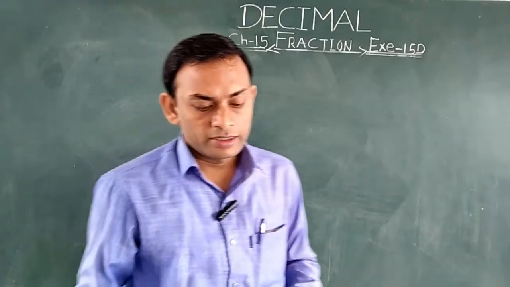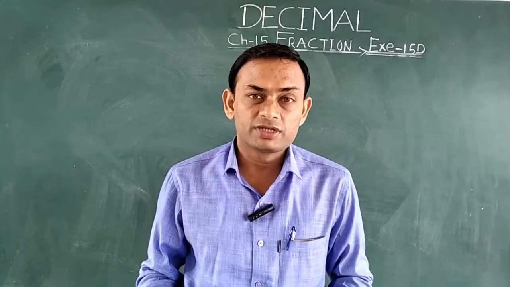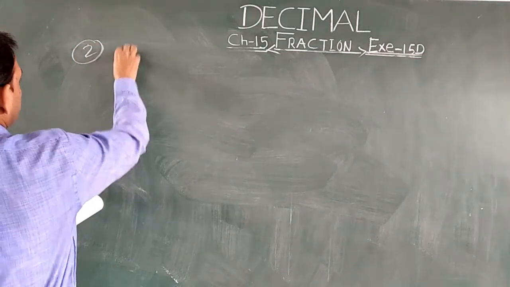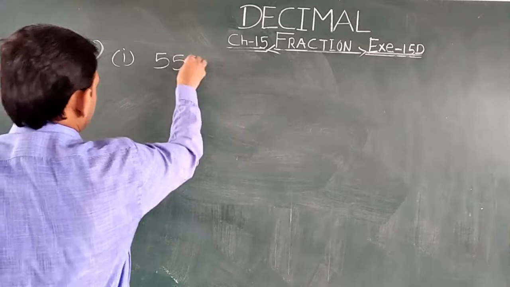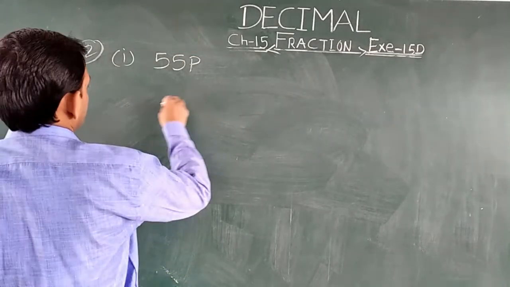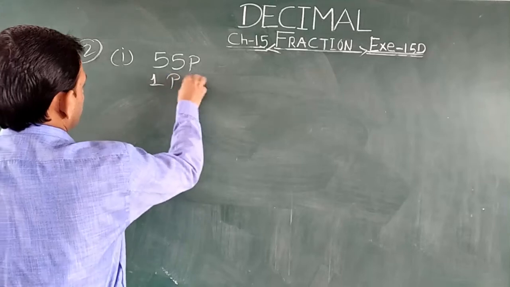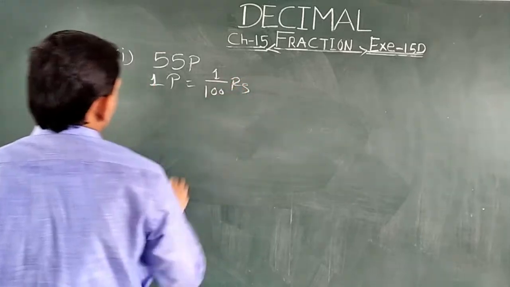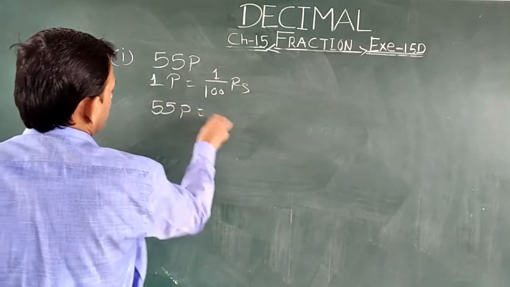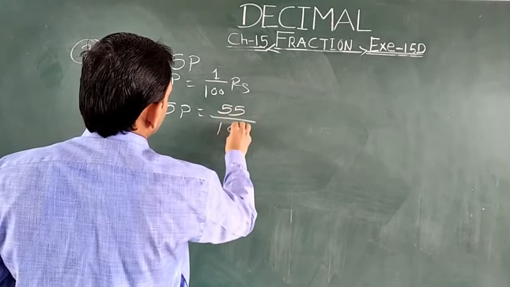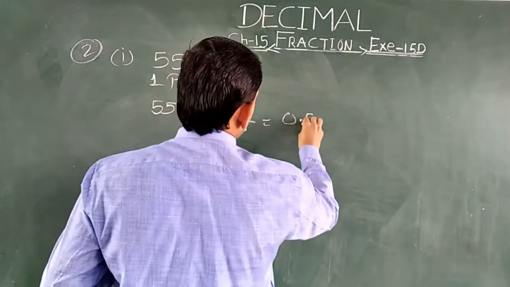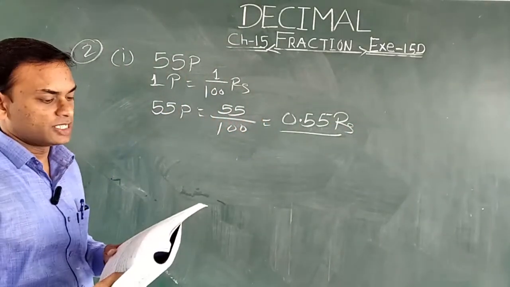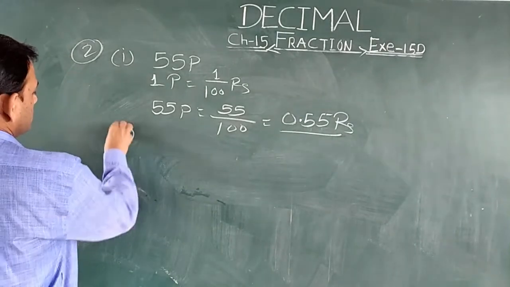Second question. In this question you just have to change paise into rupees. This is the first part, 55 paise, and you have to change it into rupees. As you know, 1 paise is equal to 1 upon 100 rupees. So 55 paise will be 55 upon 100, which is equal to 0.55 rupees.